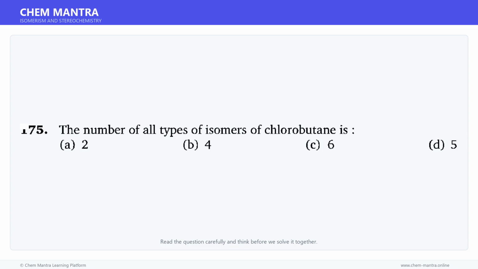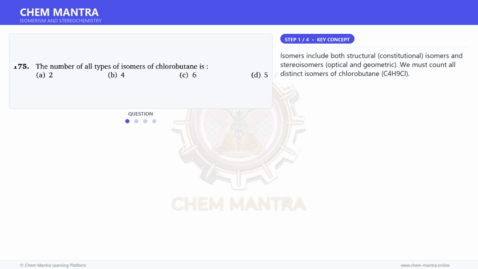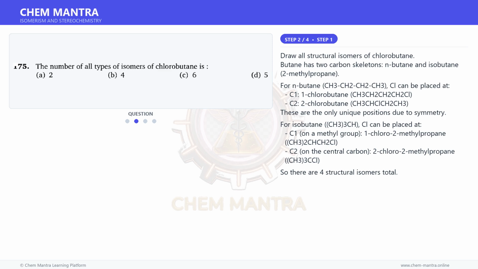Here is a question. Read it carefully and think about the answer. Let us solve it step by step. Let us first understand the key concept here. Isomers include both structural (constitutional) isomers and stereoisomers (optical and geometric). We must count all distinct isomers of chlorobutane, C4H9Cl.